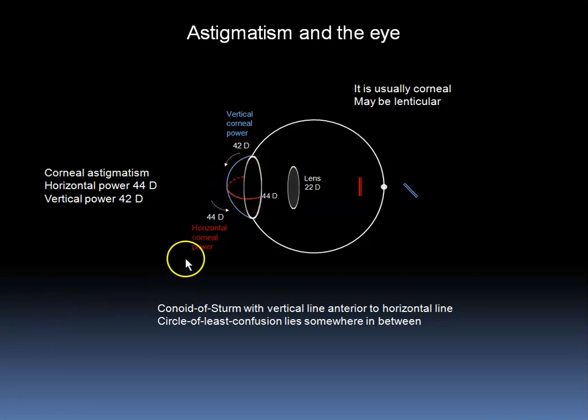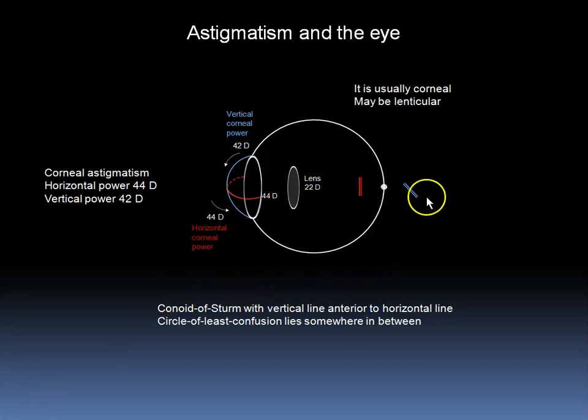This combination of cylinders would result in a conoid of Sturm. We show the conoid of Sturm here centered on the retina such that the circle of least confusion is on the retina. Here we show the vertical line anterior and horizontal line posterior. In actual fact, the back half of this conoid of Sturm would not really exist because light would not get past the retina. In other words, only the anterior part of the conoid exists in space, and it happens to intersect the retina, in this case, at this circle of least confusion.